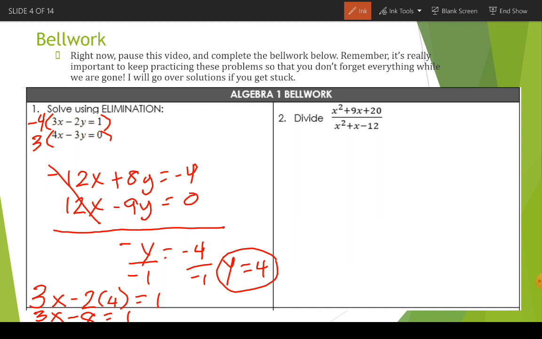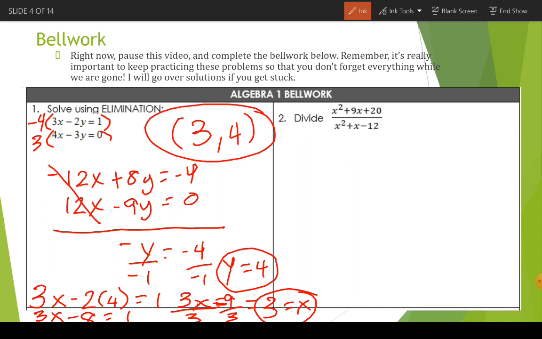If we add 8 to both sides, we'll get 3x equals 9. And divide by 3. That's an equal sign, by the way, not a negative. So x is equal to 3. So our answer would be (3, 4). This is our solution point. Okay?